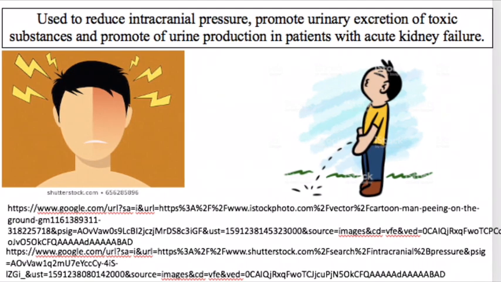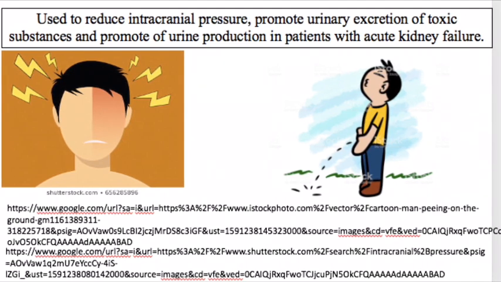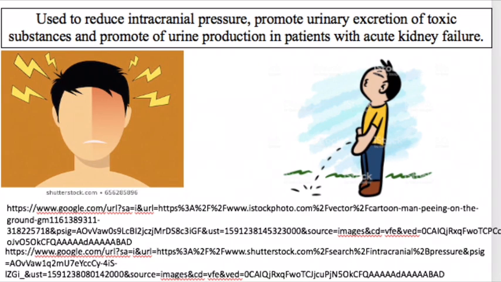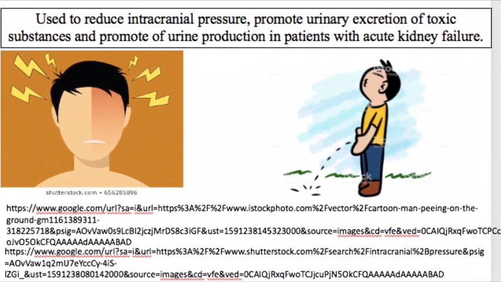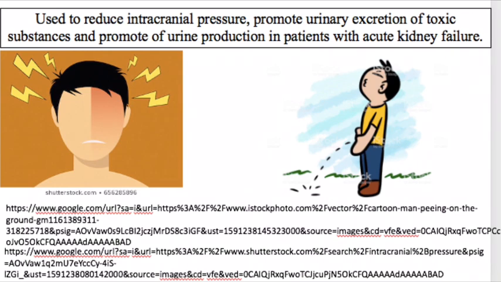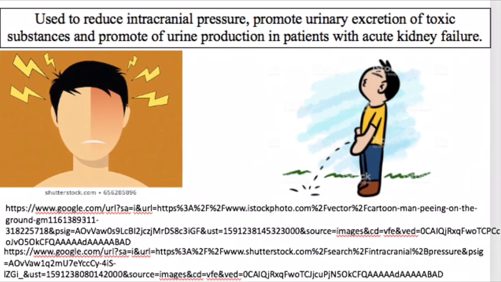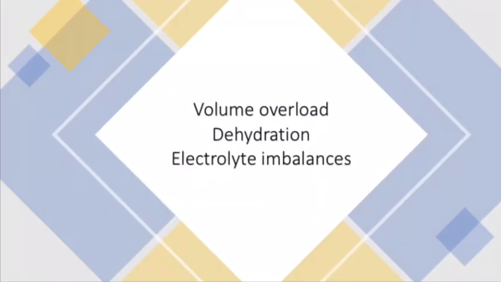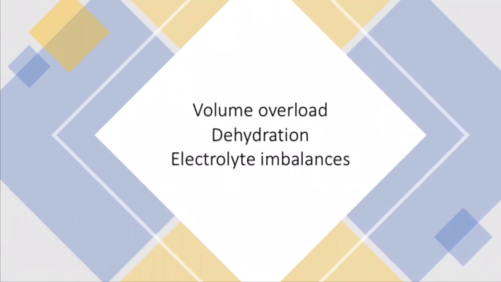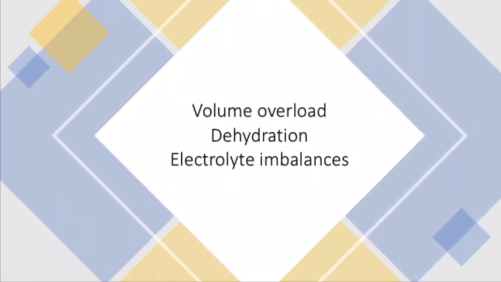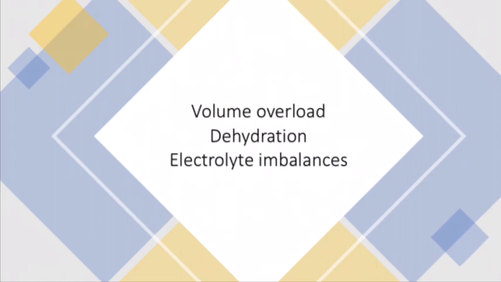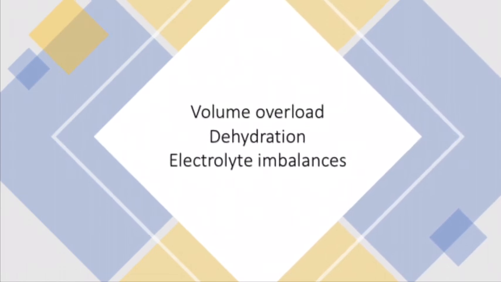Instead, osmotic diuretics are mainly used to reduce intracranial pressure, that is, the pressure in the cranial cavity. They also promote urinary excretion of toxic substances and promote urine production in patients with acute kidney failure. An example of an osmotic diuretic is mannitol. The use of osmotic diuretics can lead to significant fluid changes such as volume overload, that is, the expansion of volume of extracellular fluid, or dehydration and thus electrolyte imbalances.